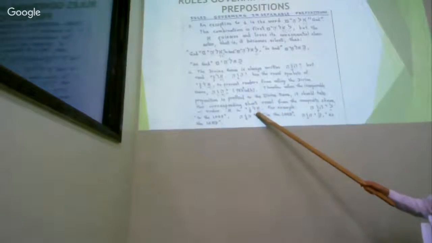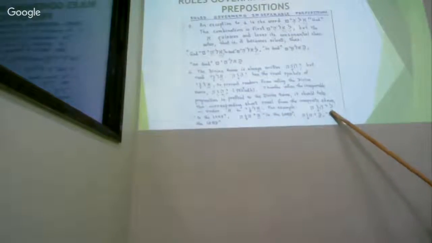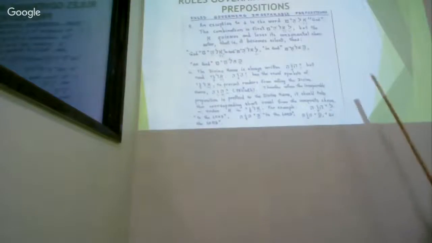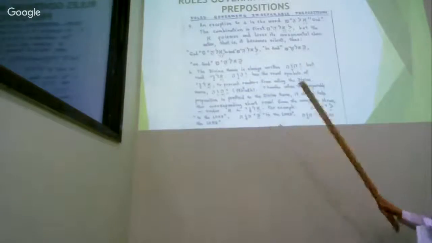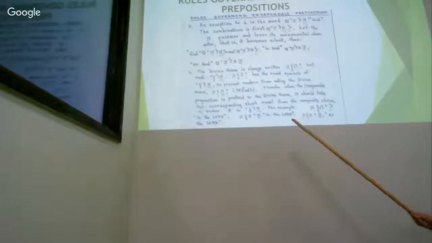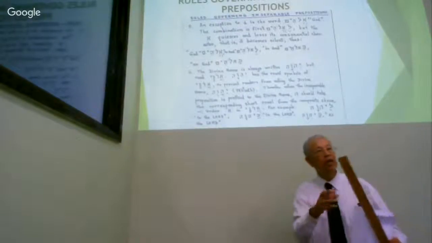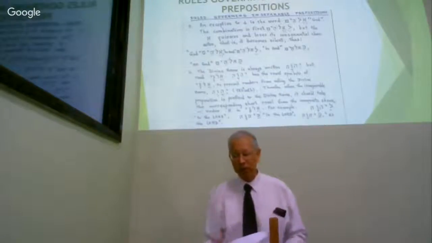Therefore, when the inseparable preposition is prefixed to the divine name, it should take the corresponding short vowel that is under Adonai. For example, it is placed under the Lamed, and so you have La, how do I pronounce that? They would really pronounce it La Donai, meaning to the Lord. Ba Donai, in the Lord. Ka Donai, as the Lord. That's how they will do it, because they're not going to say Yahovah or any form of that.